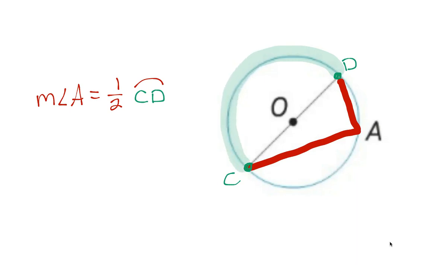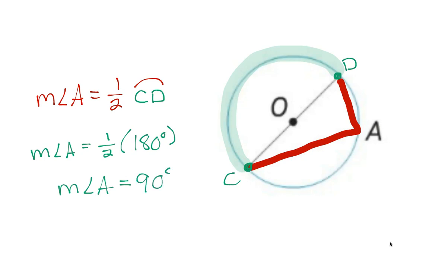And think about what I highlighted right there. I went from one end of a diameter to the other end of a diameter. So that means it's a semicircle. So that's going to be 180 degrees. So the measure of angle A equals 1/2 of 180 degrees. So the measure of angle A equals 90 degrees. So notice we made a little right triangle there, and that's going to show up again right down below.